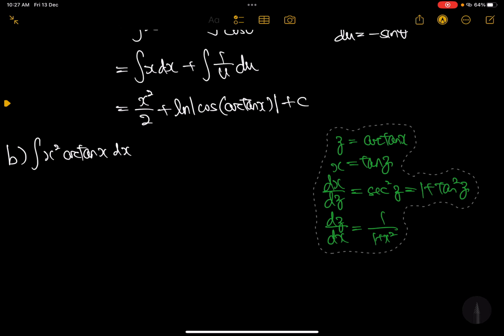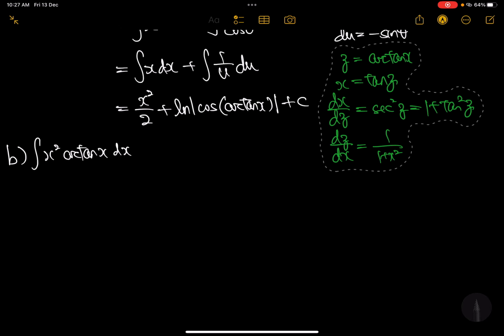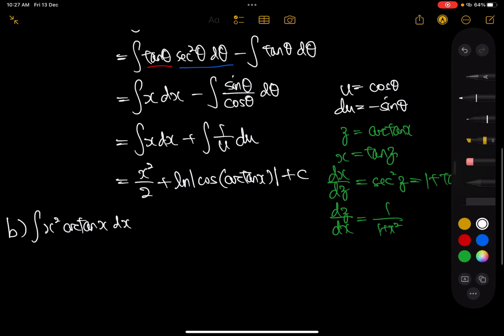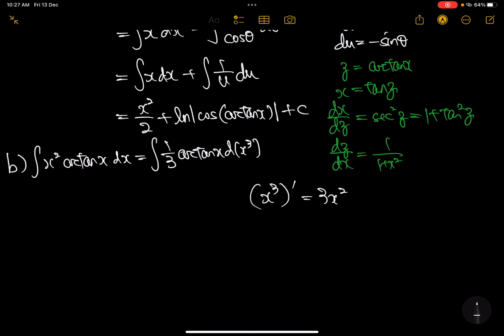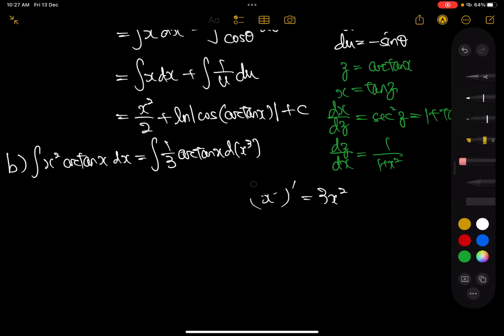This is just intuition, really. I'm just trying to explain why we're going to do integration by parts. So this is 1 over 3 arctangent of x d x cubed, because x cubed differentiated is 3x squared, which is why I have the constant there. This is too straightforward, I don't really have to explain that. And this is the integration by parts.